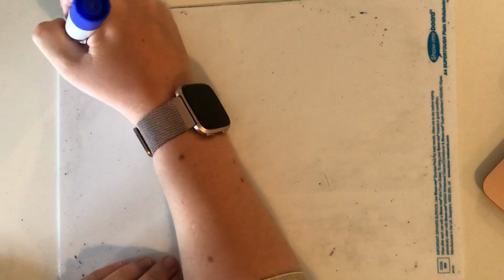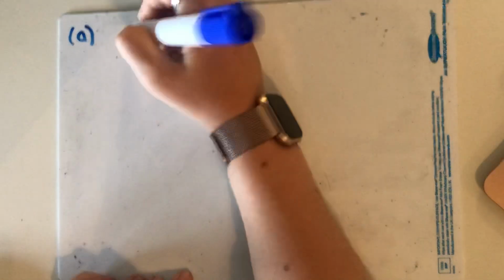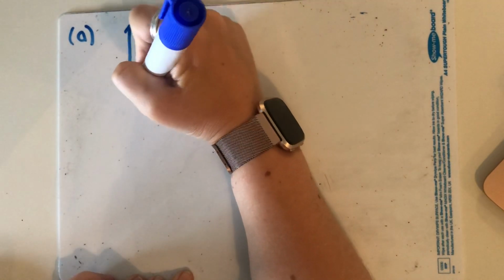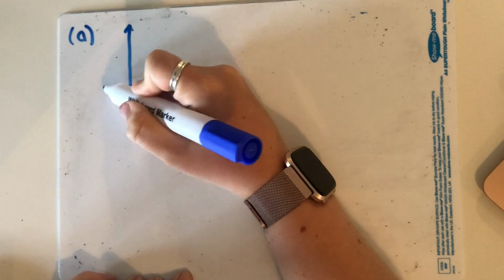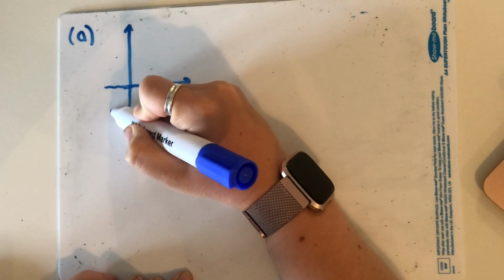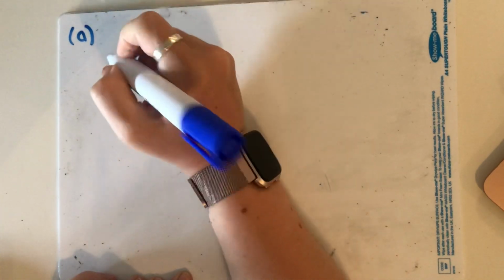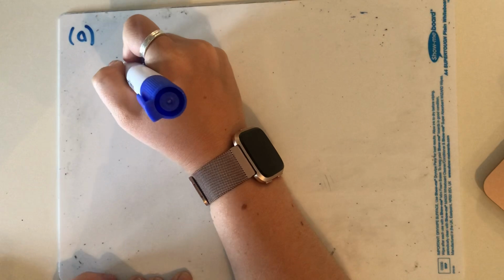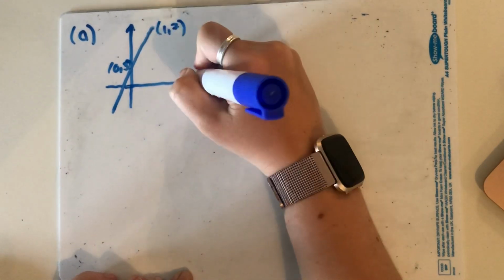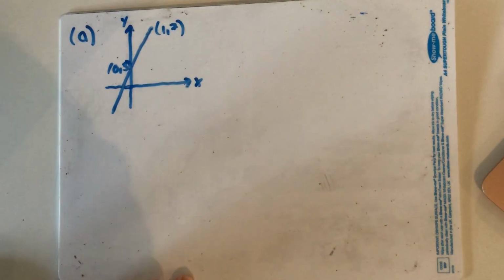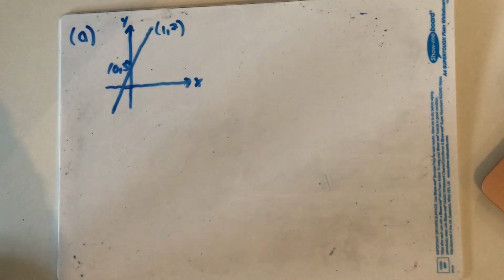Okay, so part A, we have our axis, and we have a line passing through 3. So we know that's the point (0, 3) and we know that's the point (1, 7). And what we've been asked to do in this example is find the equation of the graph.